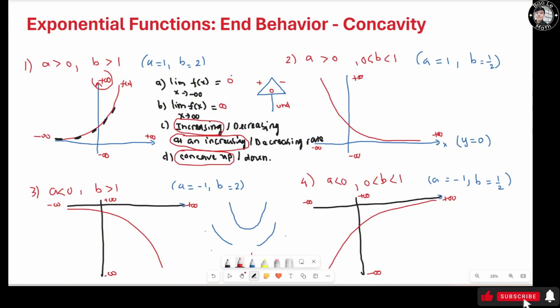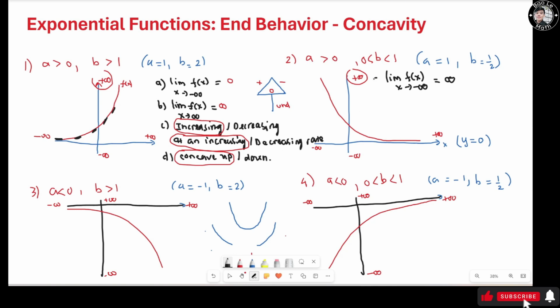We have the limit of the function f of s when s approaches negative infinity. So when s approaches negative infinity, the function approaches positive infinity. Look, it keeps going up forever. So we have the limit of the function f of s when s approaches negative infinity is positive infinity.